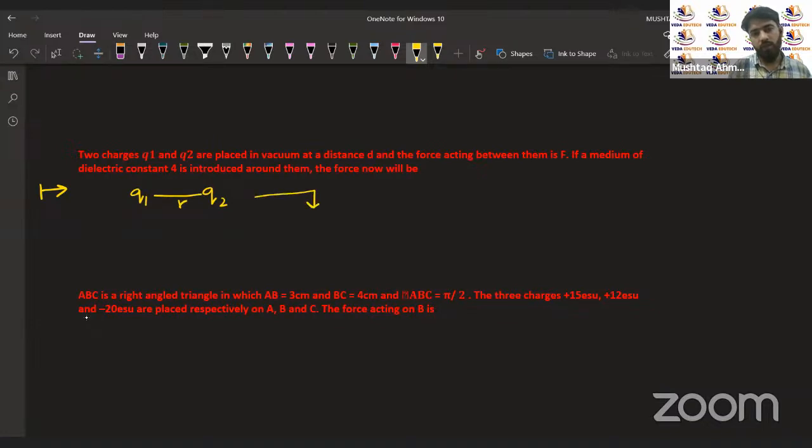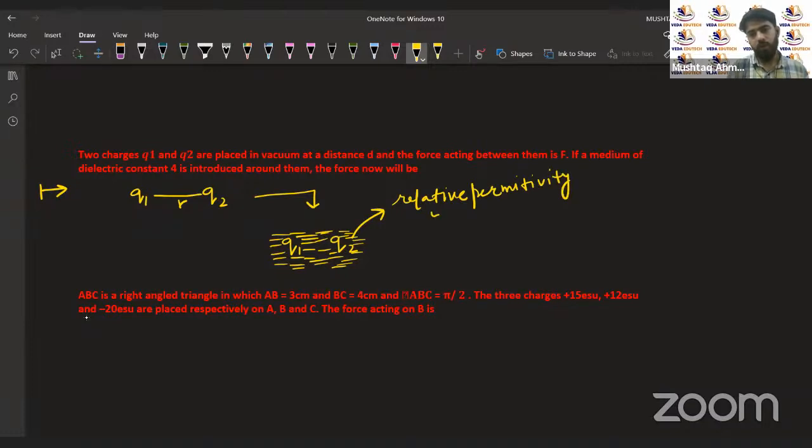Now these two charges are placed in a medium. एक मीडियम में इनको प्लेस किया गया है. They have been placed in some medium. Separation between these two charges is once again R. और relative permittivity, जो dielectric constant medium का है, that's given as 4. Relative permittivity is also called the dielectric constant of a medium.